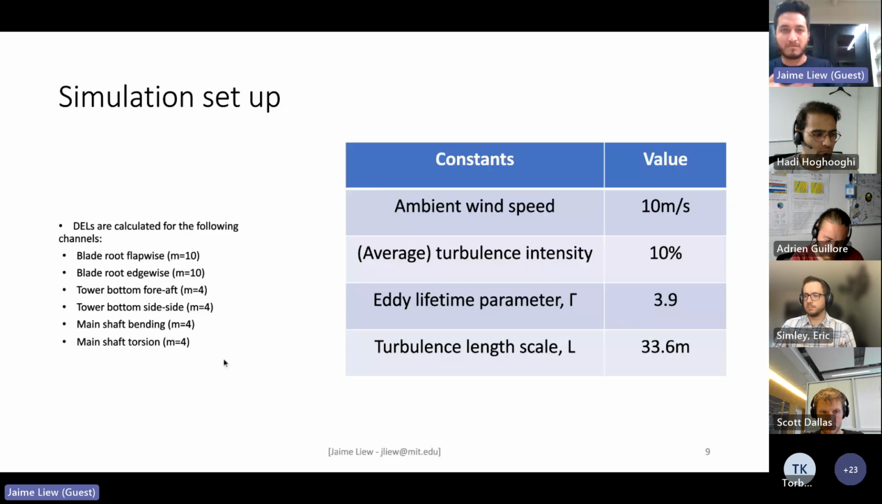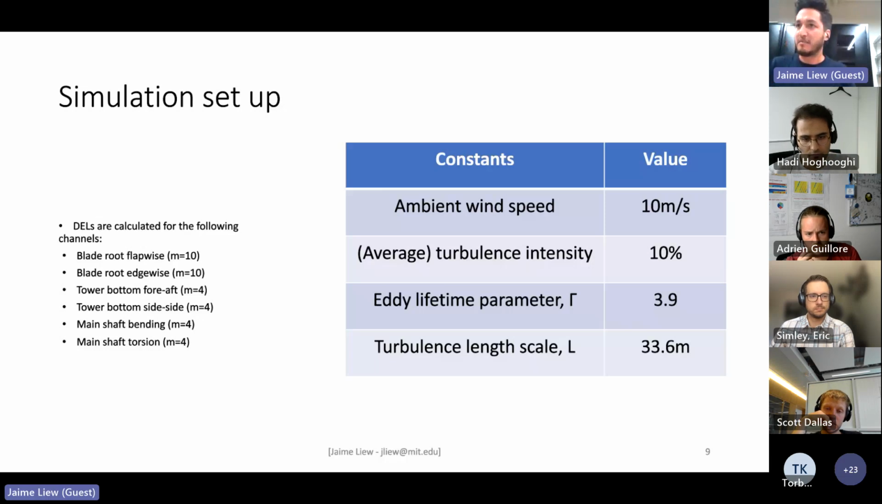6 of the components. So blade flapwise and edgewise, tower, and also the main shaft. And I kept some of the other parameters fixed, like the wind speed. I kept it at 10 meters per second, and I chose that because it was close to the rated wind speed, which is typically when the loads are quite high. So it's more conservative, I hope, at this wind speed. And I just kept the turbulence intensity at around 10%.